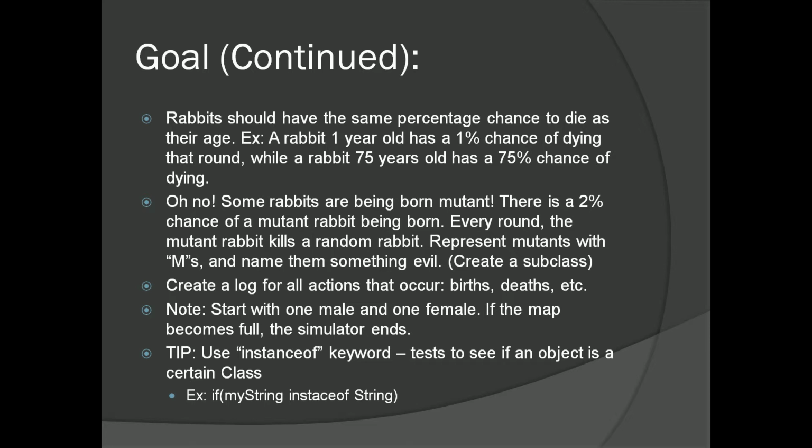So myString would come out to be true because myString is probably an instance of the String class. However, if I had if myRabbit instanceof String, that would come out to be false. So you want to use this to differentiate between rabbits and mutant rabbits. That is how I utilize this, and I hope you utilize it in the same way. Use your power wisely.